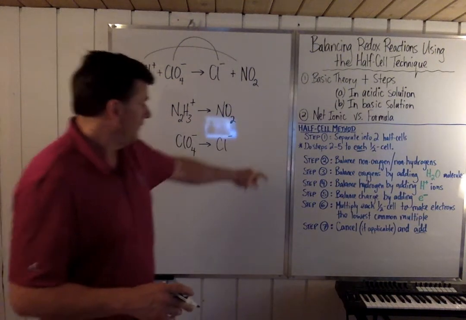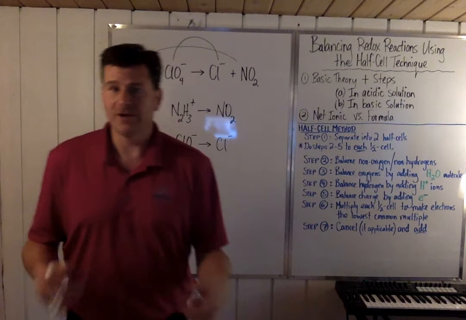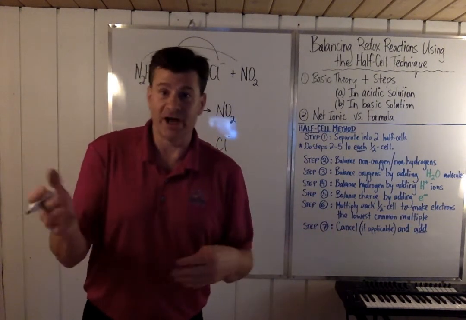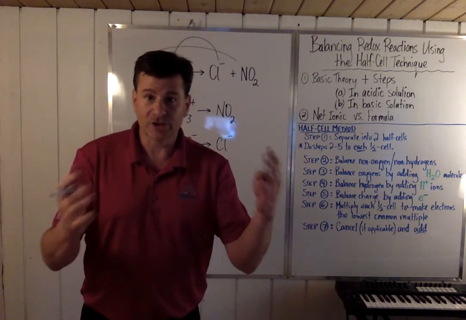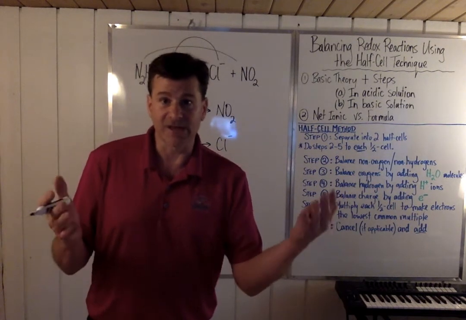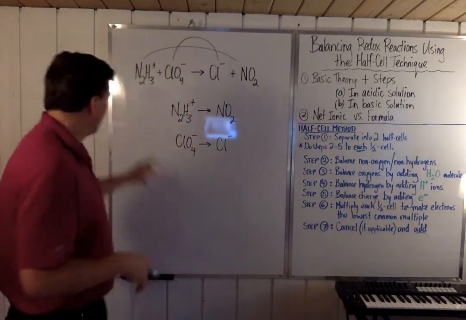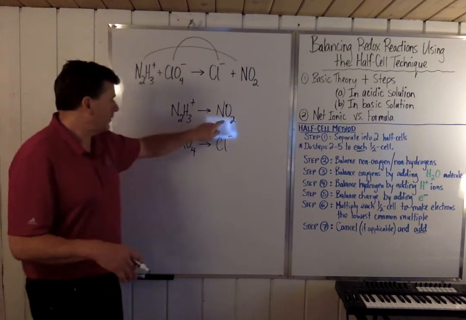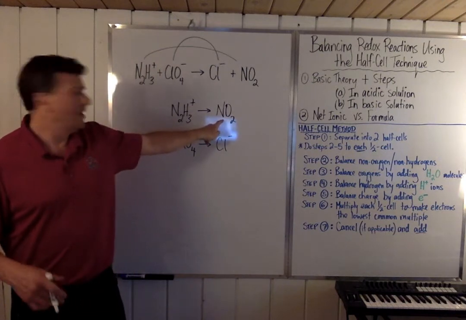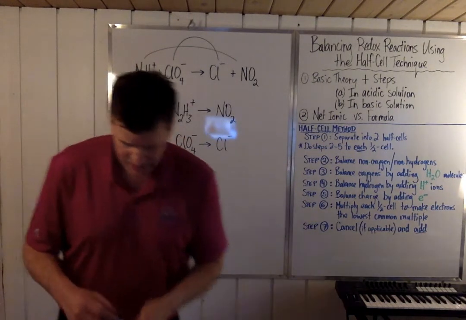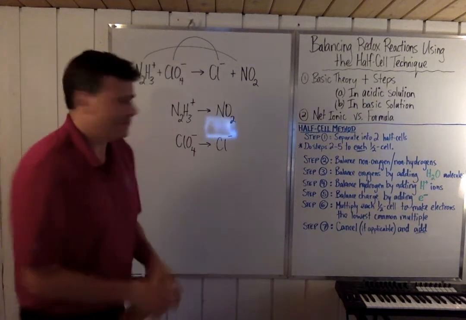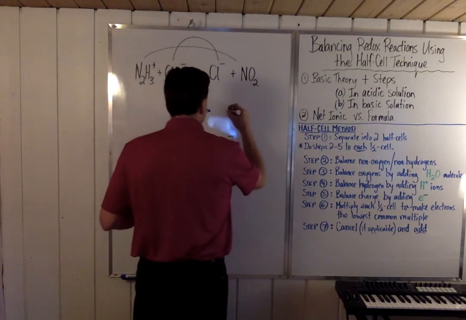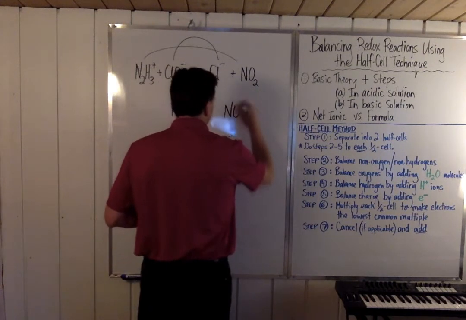So first step, balance non-oxygen, non-hydrogens. I think that's self-explanatory. If you're not hydrogen, you're not oxygen, you try to make sure that the number of atoms on either side are equal to each other. So over here, on the top one, I've got 2 nitrogens, and over here, I've got 1 nitrogen. I'm going to go fairly quickly through this because you know how to balance an equation, so that part I'm not going to spend a lot of time on.